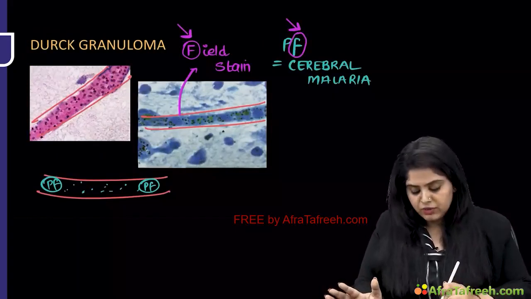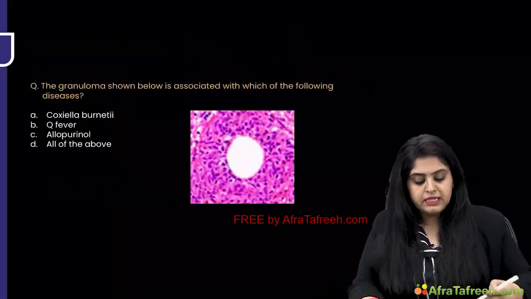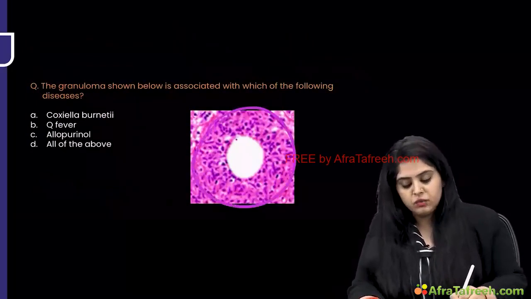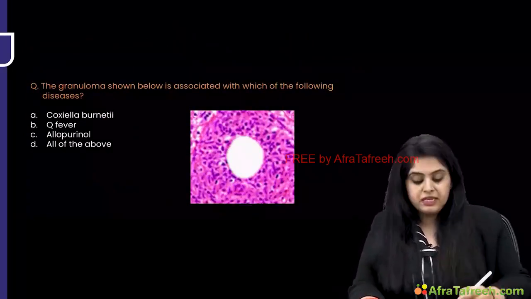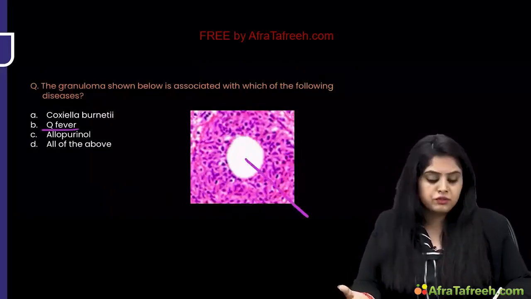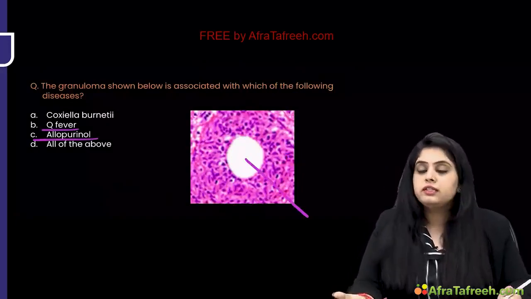You can quickly solve one or two questions for me. Can you tell me the granuloma shown below is associated with which of the following diseases? What do you see? Can you see a nice pretty donut, a tasty donut in front of you? From the donut I made a Q, so Q fever of course, but one drug was also there, allopurinol. Both are there in the options.